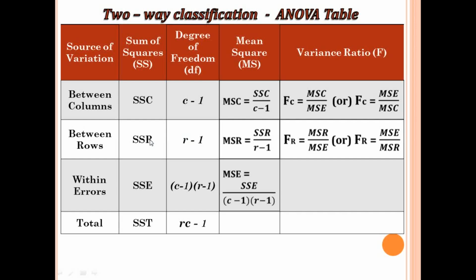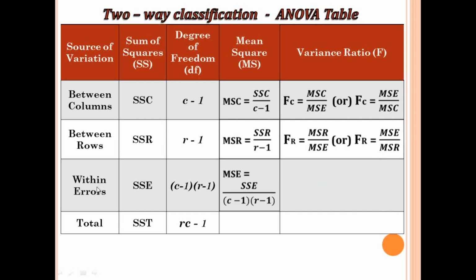So you consider the sum of squares row wise, that is called SSR. The degrees of freedom is R minus 1, where R is the number of rows. How to find MSR? Divide SSR by R minus 1. Then find the variance ratio row wise, that is MSR by MSE. Suppose your MSE is greater than MSR, then we consider the F ratio test row wise, that is equal to MSE by MSR.